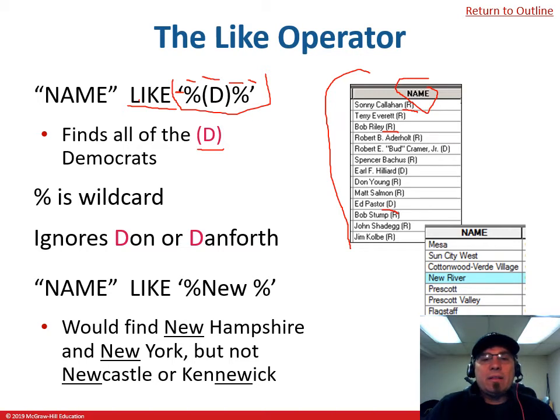Because we have a very specific pattern in here, it looks for all three of these or it fails. It looks for the parenthesis, the D, and the parenthesis in this pattern here. Otherwise, it will fail without question. So it will ignore things like Don or Danforth because they don't have the parentheses in there.